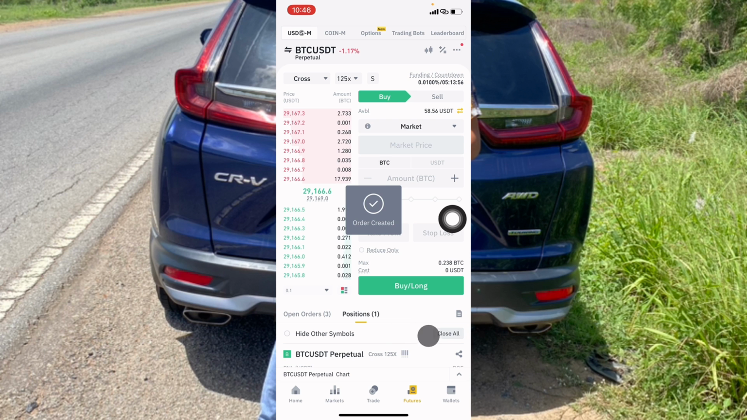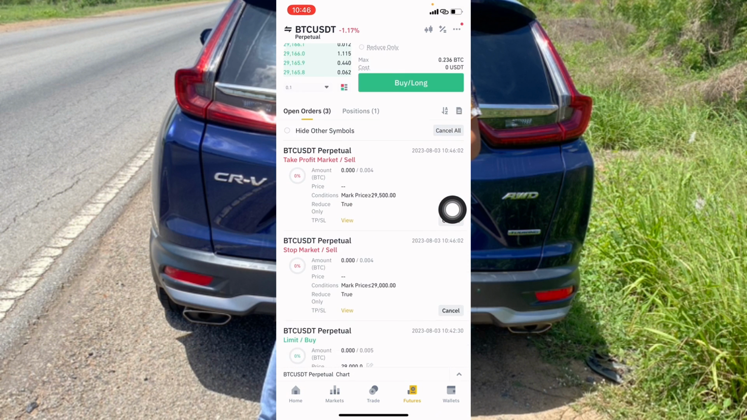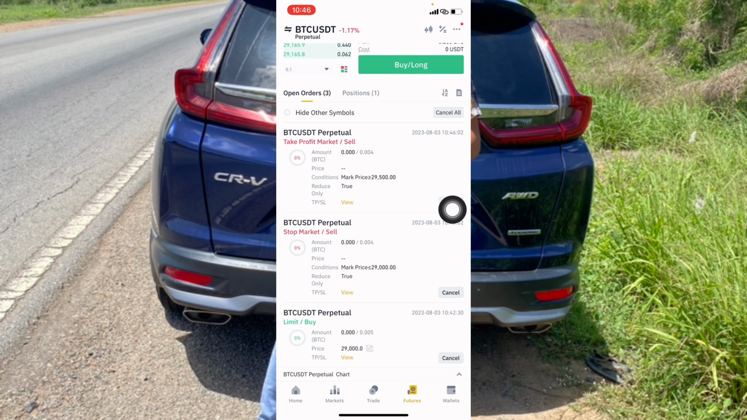So when I go for a buy order, you can see we have the current price appearing at the positions, then we have our open orders at the place where we have our limit, our stop loss and take profit. Let me just scroll down and explain certain things. This is what we are currently seeing. We have our stop loss being the top one, then our take profit being the second one.